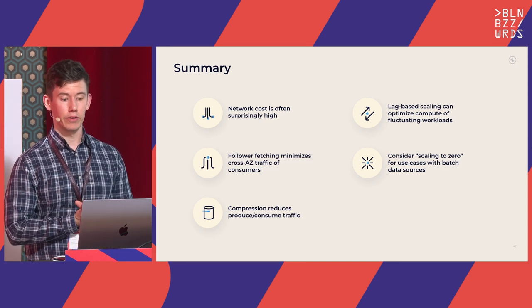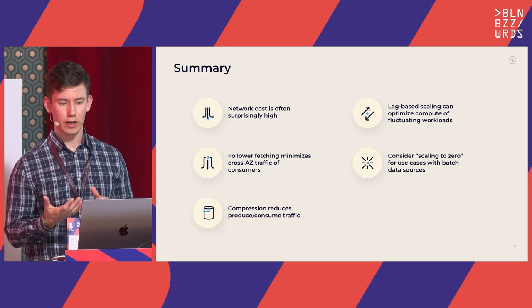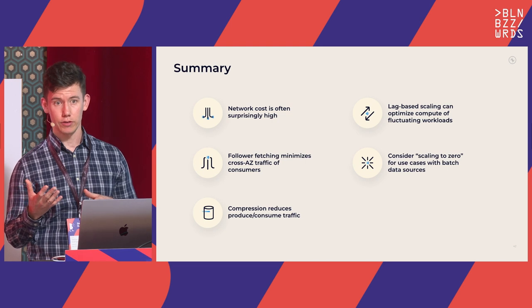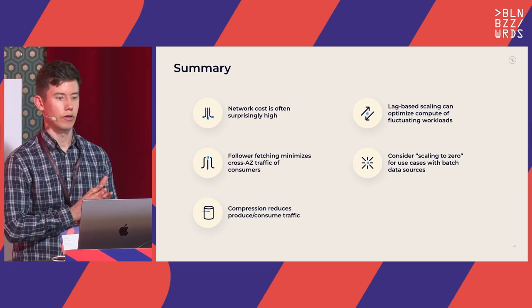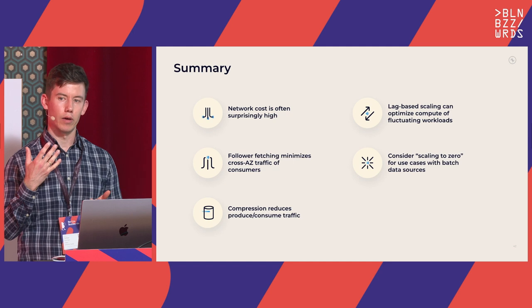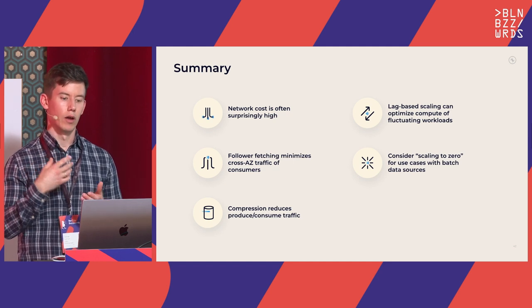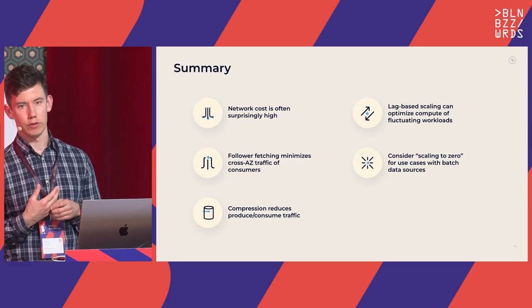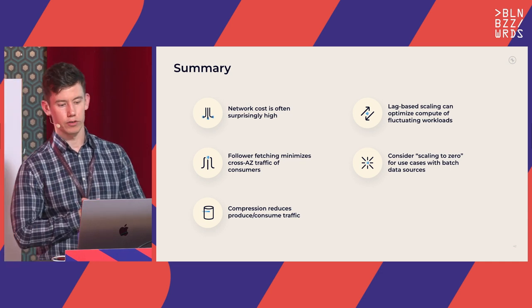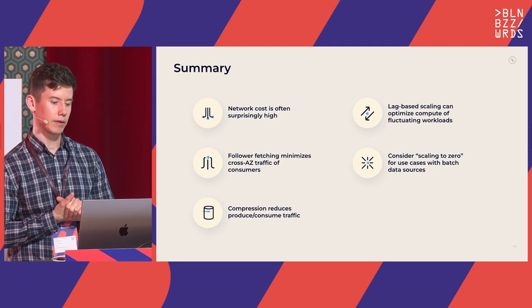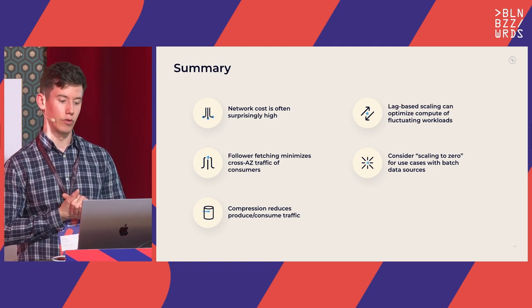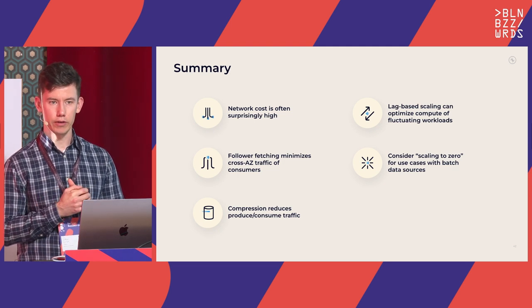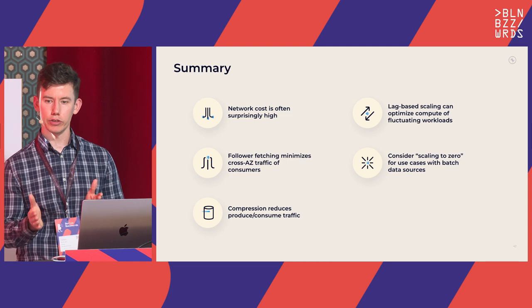So in cloud computing, network cost is often surprisingly high. We could tame that with follower fetching. We could configure consumers in a way where they prefer to fetch from local replicas, which minimizes or completely avoids cross-AZ traffic on the consumer side. We can apply compression to reduce the data that we need to send on both the consumer and producer side.